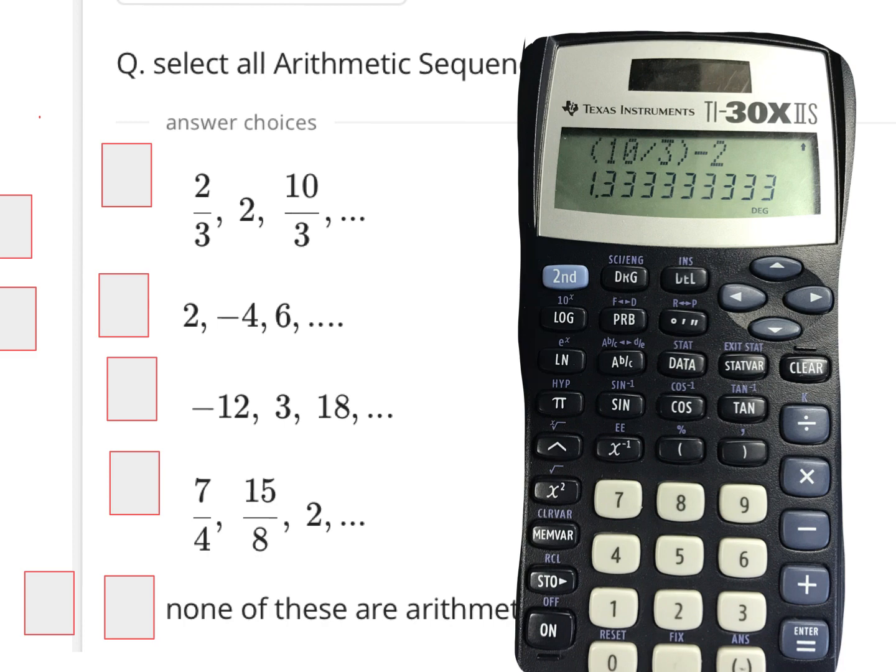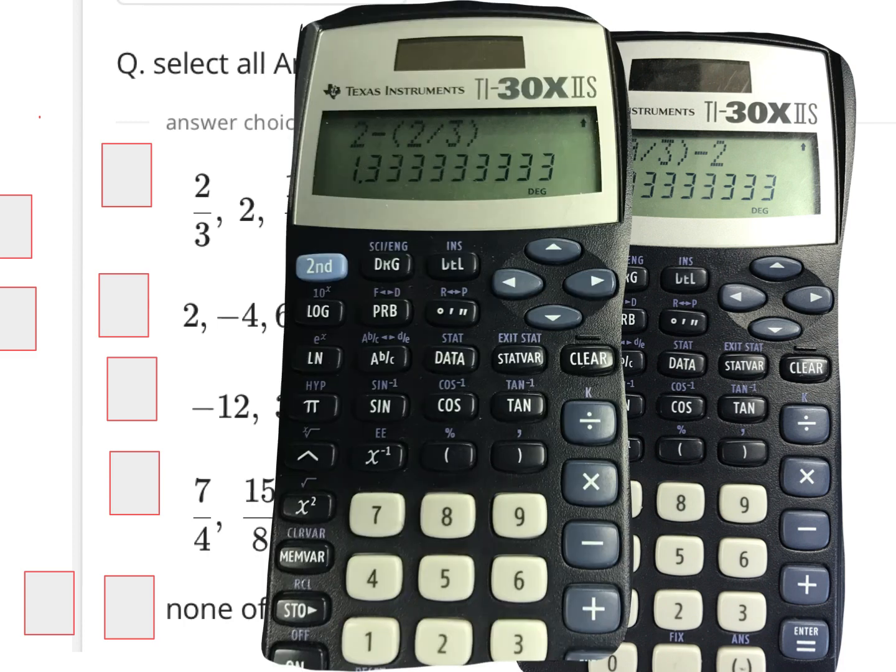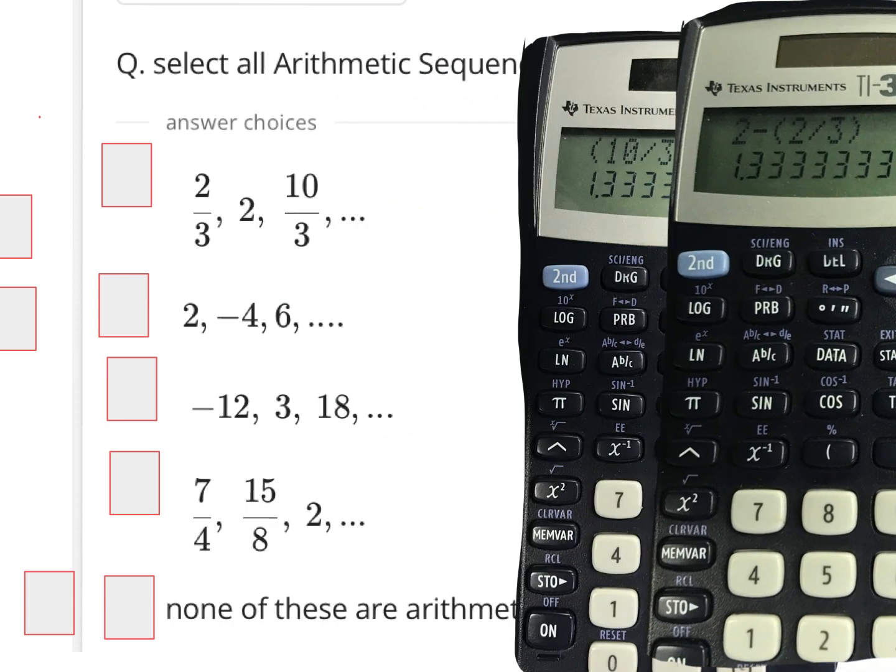So do 2 minus 2/3. And as you could see, again, using parentheses, 2 take away parentheses 2/3, it gives you the same exact answer. So you know it has a common difference of 1.33 that continues forever. So this first one is arithmetic.